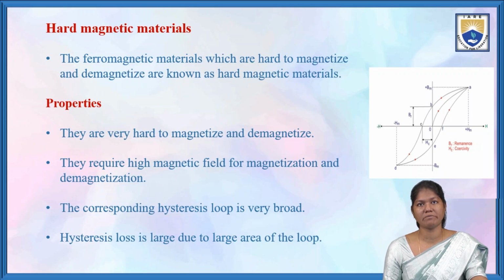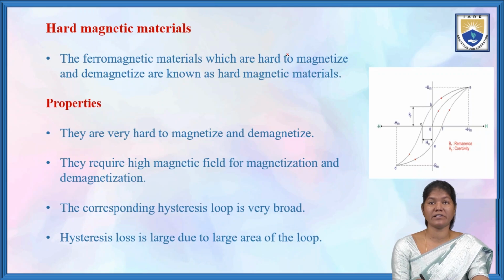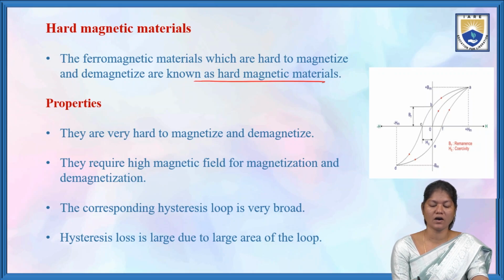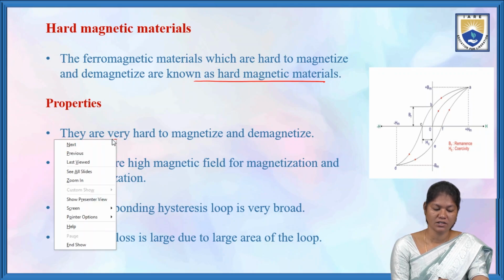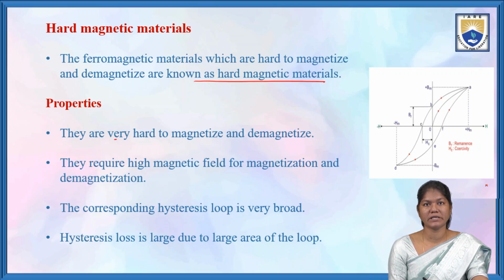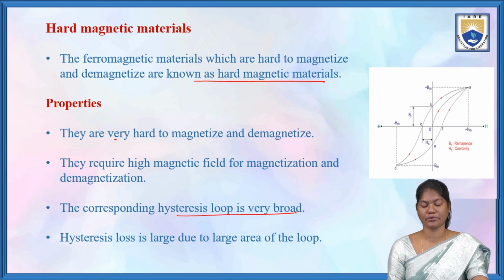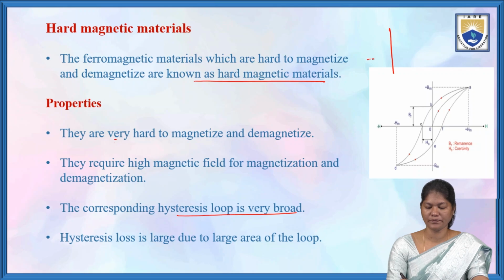Coming to the hard magnetic materials, the ferromagnetic materials which are hard to magnetize and demagnetize are known as hard magnetic materials. They require a high magnetic field for magnetization and also demagnetization. The corresponding hysteresis loop is very broad.